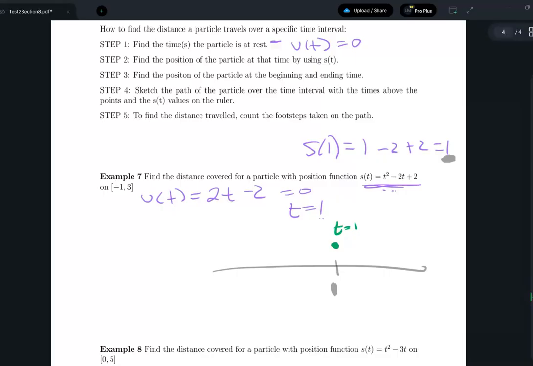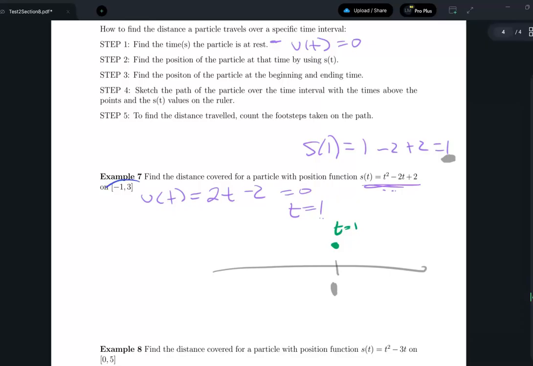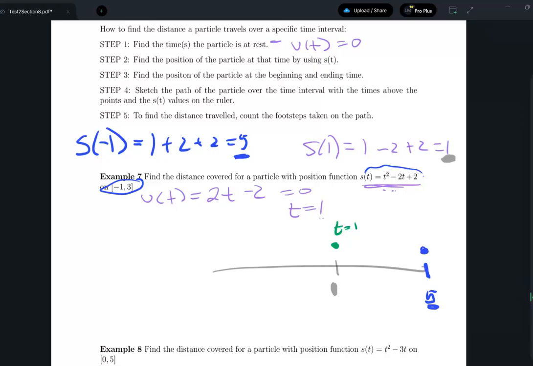Okay, let's go back and see what else they give us. So they give us the time interval -1 to 3. So I have to go find out where it's at time -1. So where it's at time -1, I put it into here. So I get 1 plus 2 plus 2, so I get 5. So I'm going to put 5 right here, right? The y value is on the ruler, and I label that as t is -1.